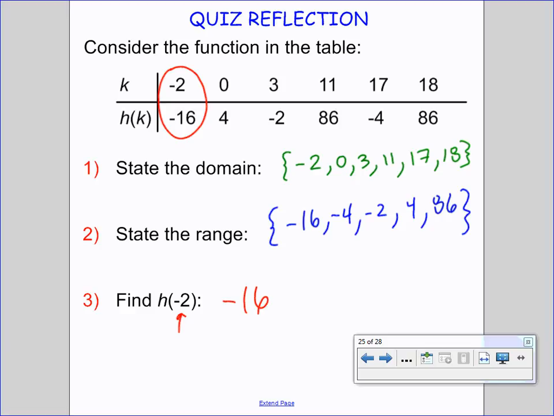It's that point. A lot of people on the quiz picked something like this and put 3. Okay? Don't do that on the test. Do you see the difference? You want the function value that corresponds to an input of -2. You guys see that? Okay.